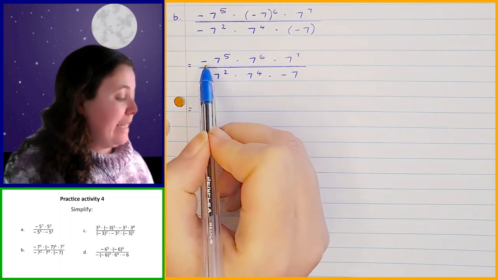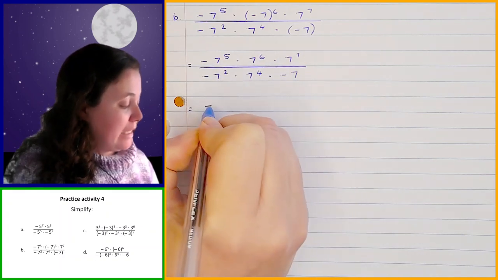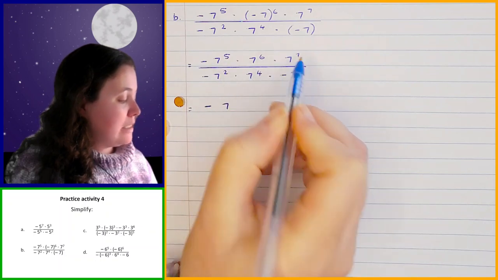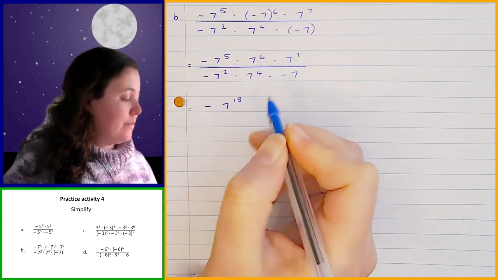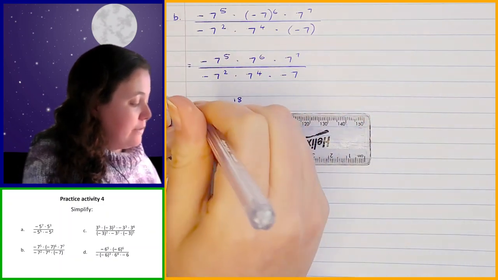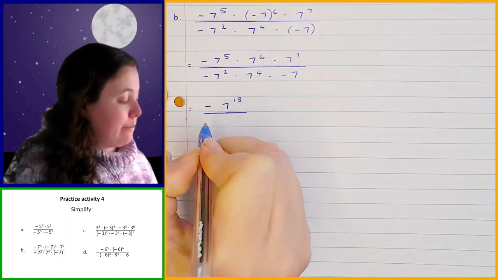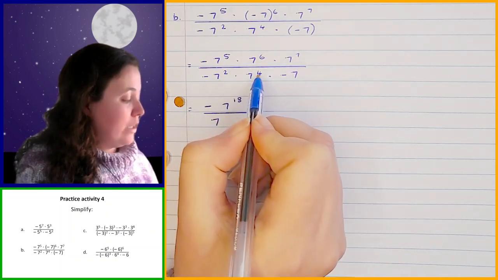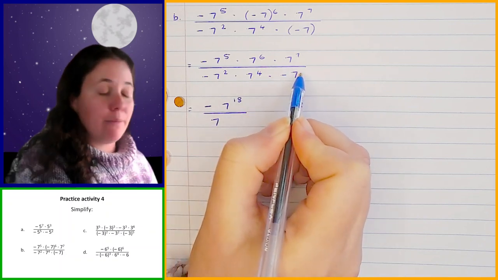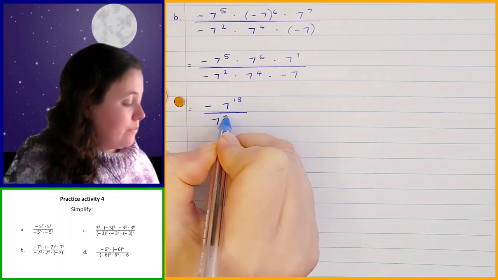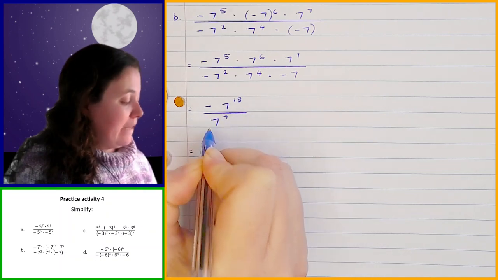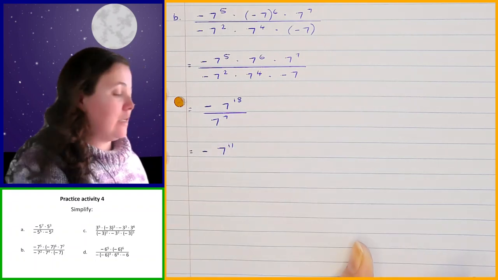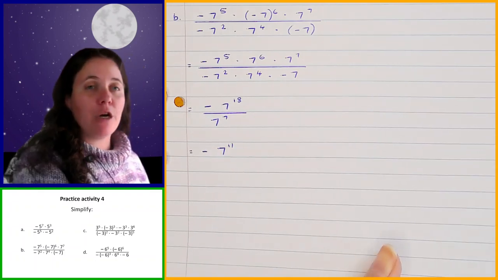In the numerator, I've got a negative times a positive, that gives me negative, and then 7 to the power of 5 plus 6 is 11, plus 7 is 18. In the denominator, I've got two negatives, so when I multiply those together, I'm going to get a positive answer. So that's going to be positive 7 to the power of 2 plus 4 is 6 plus 1, which you can't see, but don't forget about it. So 6 plus 1 is 7. And when you simplify that, it's a negative divided by a positive, which is negative 7 to the power of 11. So for question B, you should have got negative 7 to the power of 11.